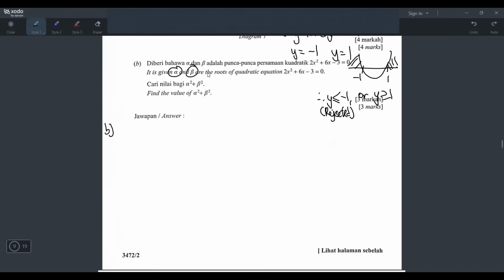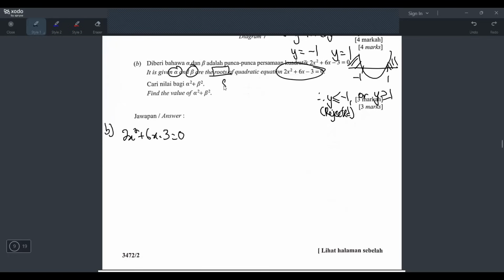It is given that alpha and beta are the roots. So use the SPR method. Because whenever you see the word roots, then you use SOR and POR already. Unless they say two different roots, two equal roots, or no roots. That one you have to use b square minus 4ac. But this one uses the SOR and POR method for this equation. So let's go: 2x square plus 6x minus 3 equals 0.